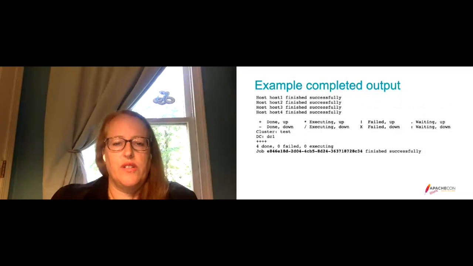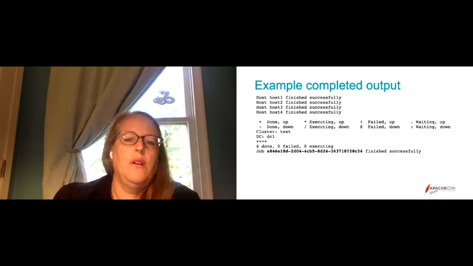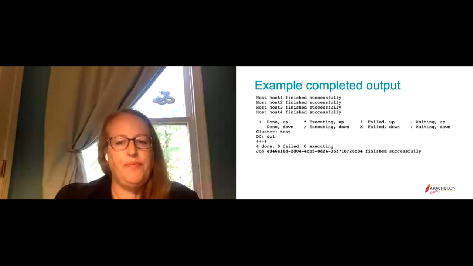And then this is what it looks like when it's finished. So all four of them are finished. So now you see the symbol has changed to done and they're up. And then we also get that job ID. I've bolded that so you can see that that output is shown again.